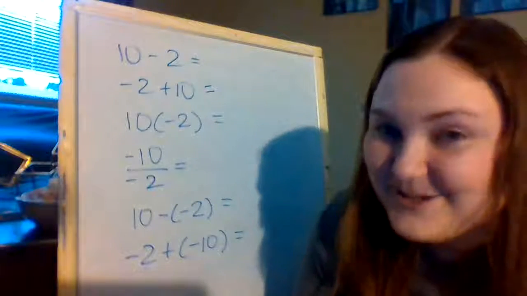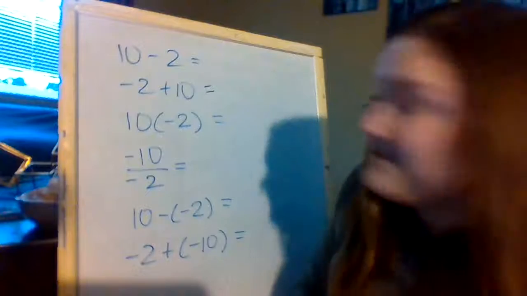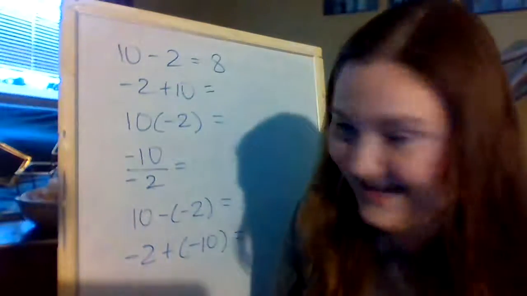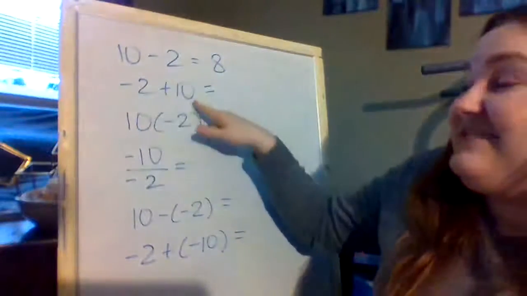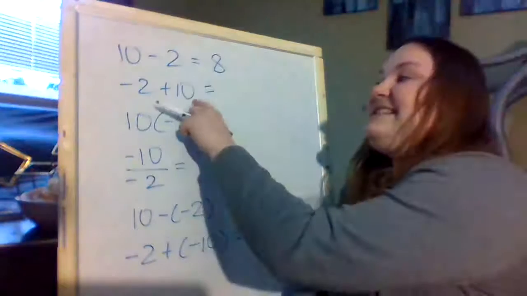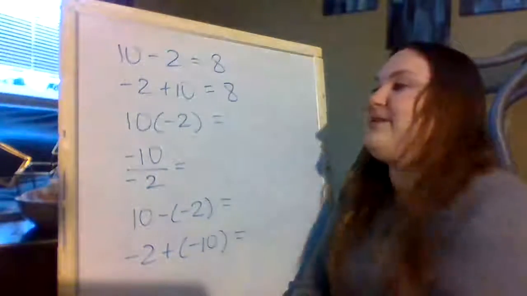Okay, hopefully you actually tried them. We'll go through the answers. This first one, 10 minus 2, you guys know that. 10 minus 2 is 8. If you got it wrong, you're overthinking it. And the next one, -2 plus 10. Lots of different ways you can think of this, but this is the same thing as this. That one's also going to be an 8.